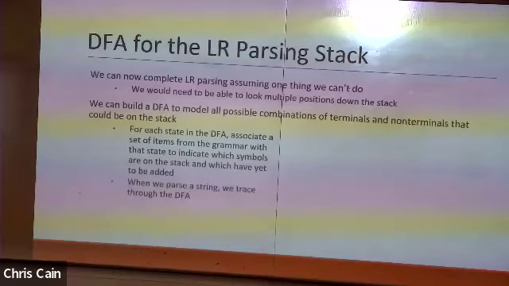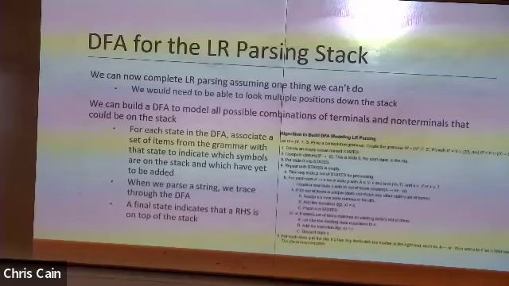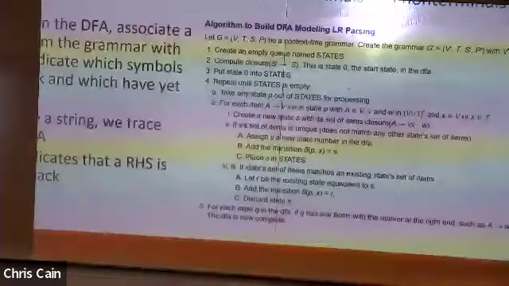As we parse the string, we trace through the DFA. If you're in a final state, then there is some right-hand side that is on top of the stack, so a reduce is possible. If we're not in a final state, that means we can only choose to shift from here. We cannot choose to reduce. So here's the full algorithm to build a DFA from LR parsing. We're going to go through this process as an exact example here momentarily.